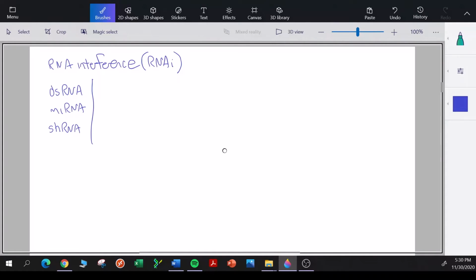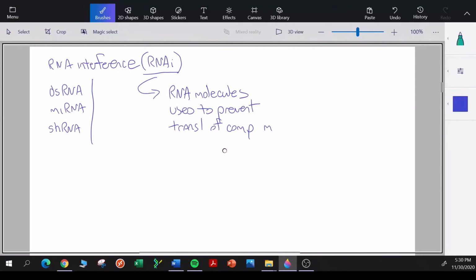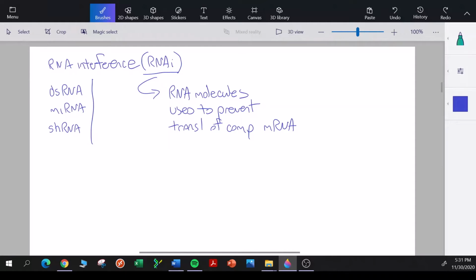So essentially, what is RNAi? Just a brief review. RNAi is when RNA molecules are used to prevent translation of a, let's say, complementary messenger RNA.